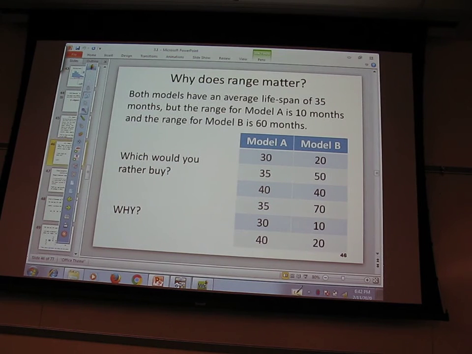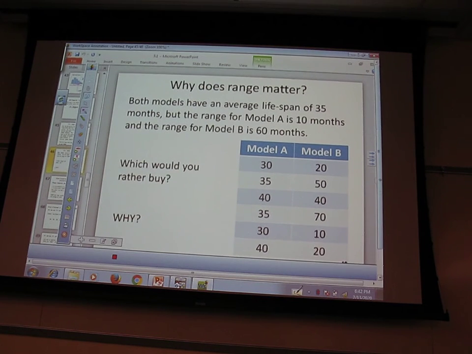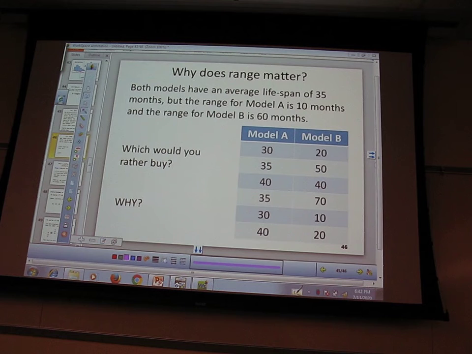So, both of them have an average lifespan of 35 months. Both of them will last, on average, Rob, thanks for volunteering. Go ahead and read. Both models have an average lifespan of 35 months with the range for model A being 10 months and the range for model B being 60 months. So in other words, they both will last 35 months on average before they break.